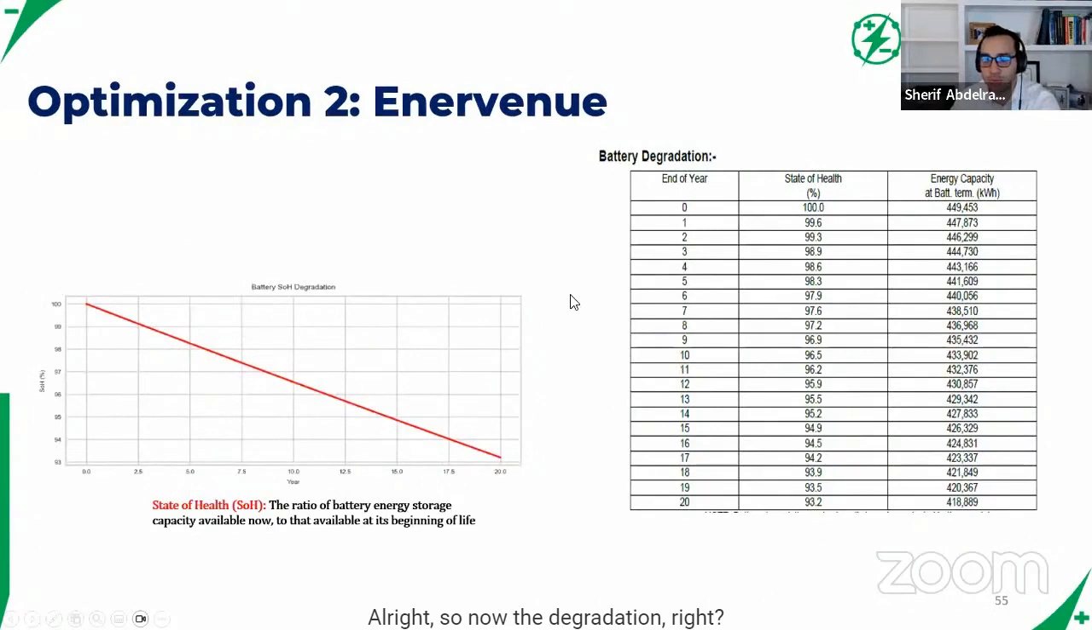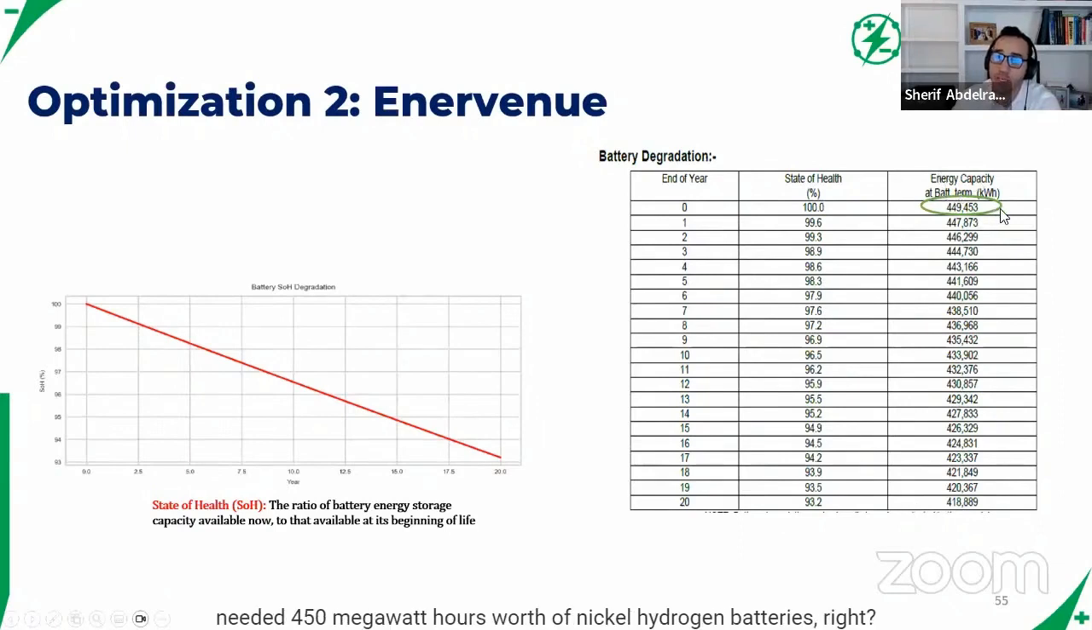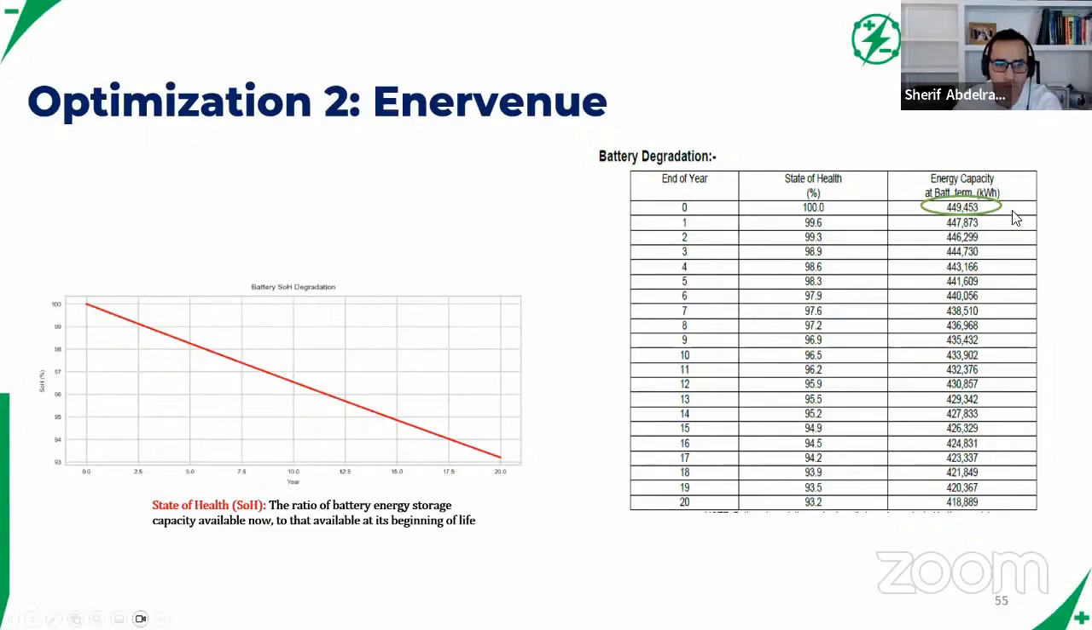All right, so now the degradation, right? In order to get to and maintain 400 megawatt hours, we only needed 450 megawatt hours worth of nickel hydrogen batteries, right? I think the last case we were at, it was actually 800 and something for lithium. So you can see quite the difference there.